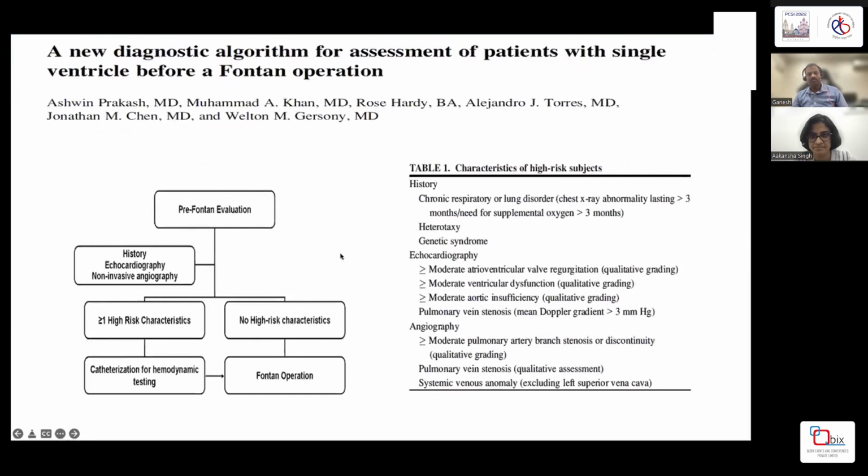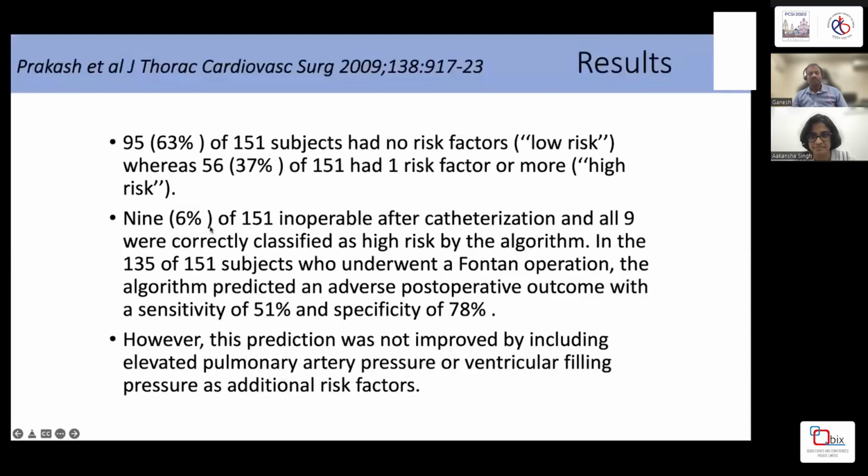So the same Boston group came up with this algorithm wherein they propose some high-risk characteristics based on the history, echocardiography, and angiography. And if you have more than one high-risk characteristic, then those patients went on for cardiac cath. No high-risk characteristic, they directly had Fontan operation. So 63% of 151 subjects had low risk factors.